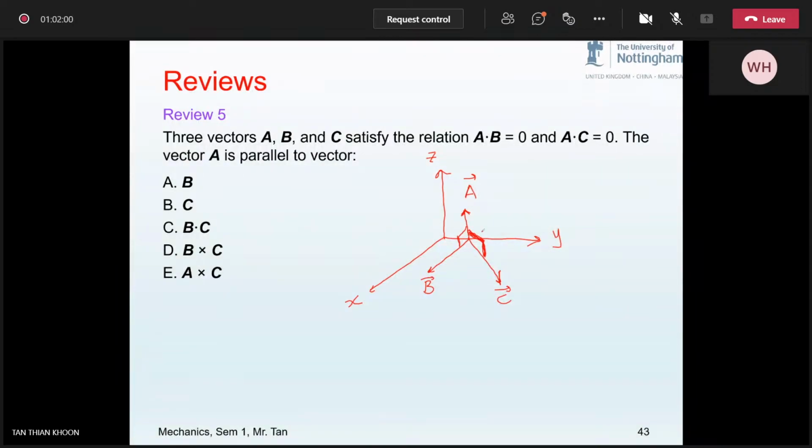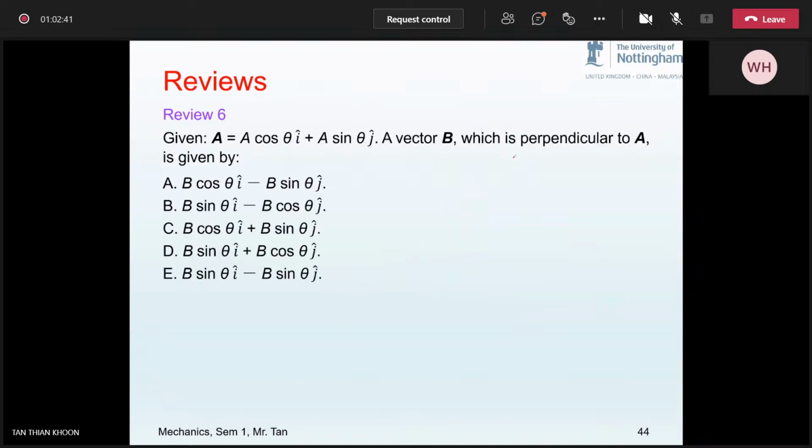We can see that B and C are actually in the XY plane. If we take B cross C, it will create a vector which is perpendicular to this XY plane. So of course, it will be parallel to vector A. Good. Very good.